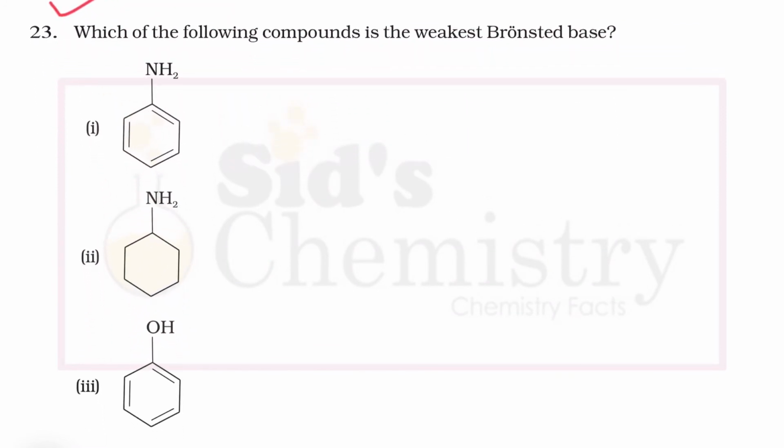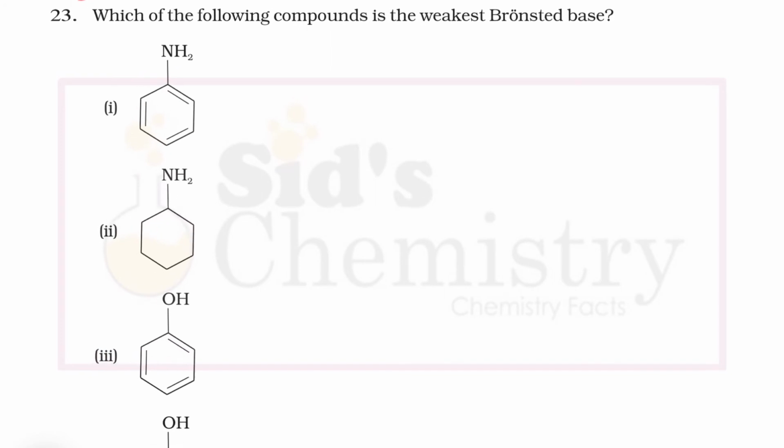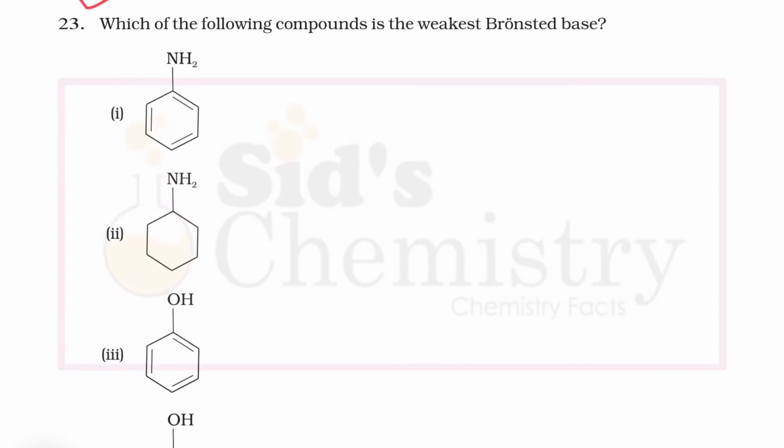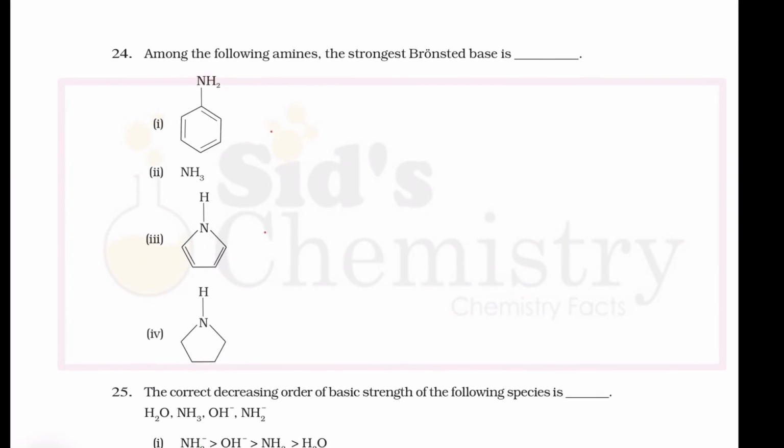Which of the following compounds is the weakest Bronsted base? Out of the given options, option 1 is benzenamine, option 2 is cyclohexane amine, option 3 is phenol, and option 4 is hydroxycyclohexane. Out of the given options, option number 3 is the weakest Bronsted base, as phenol is an acidic compound. The phenoxide ion is stable due to resonance. Therefore, it is the weakest base. Now coming to question number 24.